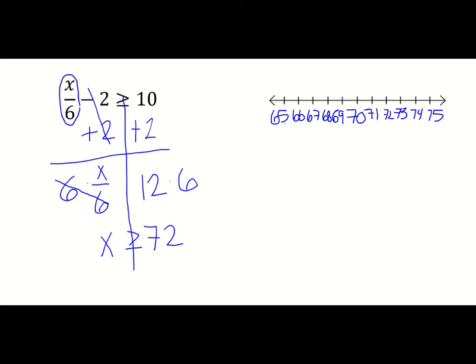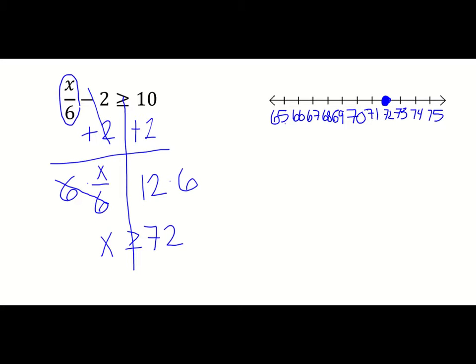X is greater than or equal to 72. Now, anytime our inequality symbol has that line underneath, it means or equal to. That means that the number we got is a solution to the inequality. So anytime you have that line underneath, the or equal to, we have to use what's called a closed circle to graph it. So when I use a closed circle, I'm going to go to where 72 is, and I'm going to darken in a circle at 72. That's what's called a closed circle when I fill it in.